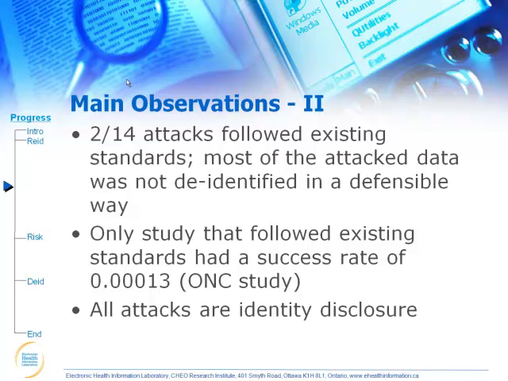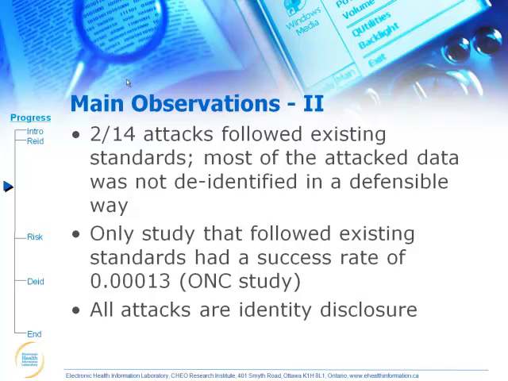And this really, I think, is a reflection of the large community of people working in this space in the US. Only 2 out of the 14 followed what I would describe as defensible methods for de-identifying the data. So in only 2 out of the 14 cases was the data properly de-identified beforehand. And this is really an important point, because poor de-identification is very common. So 12 out of the 14 were poorly de-identified, and only 2 out of the 14 were properly de-identified data sets. And in those 2 cases, the success rate was very low.